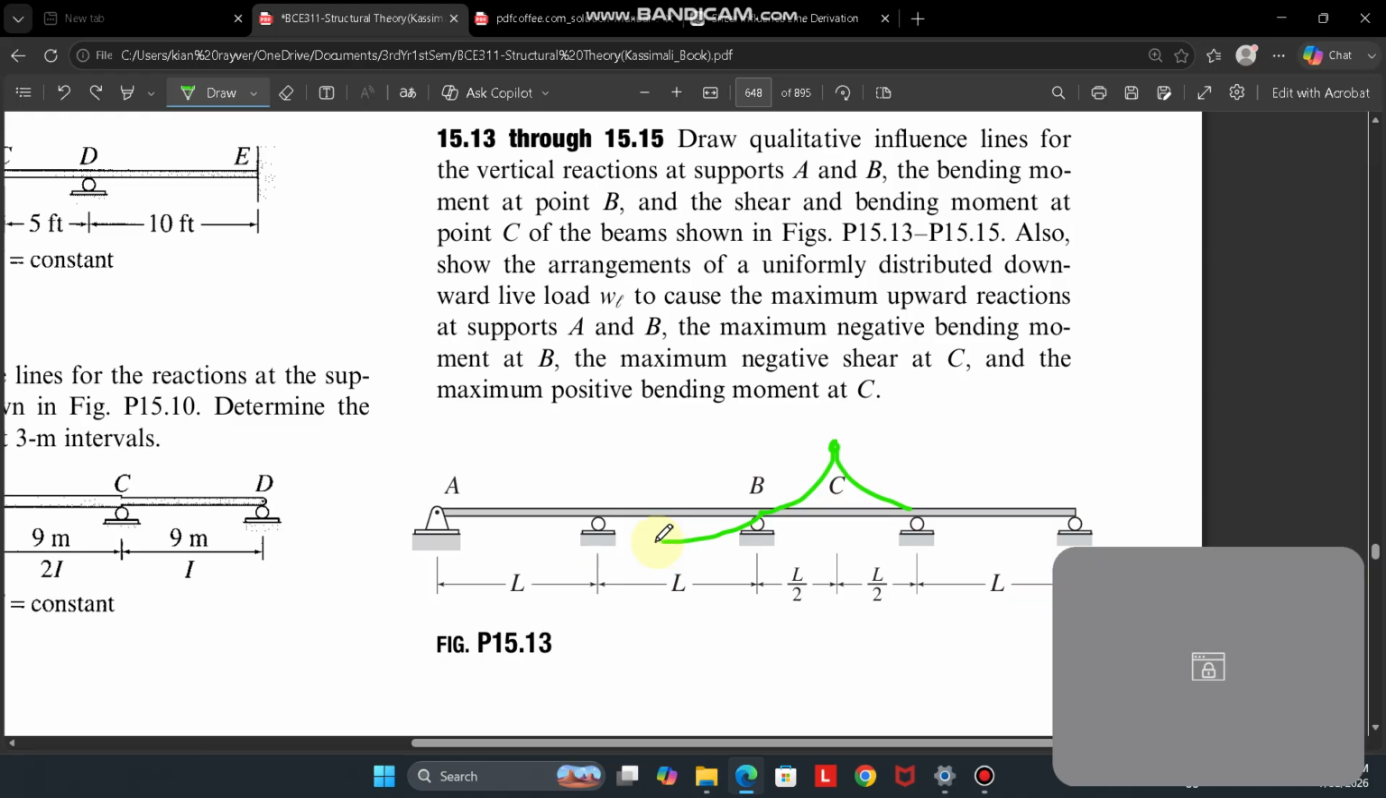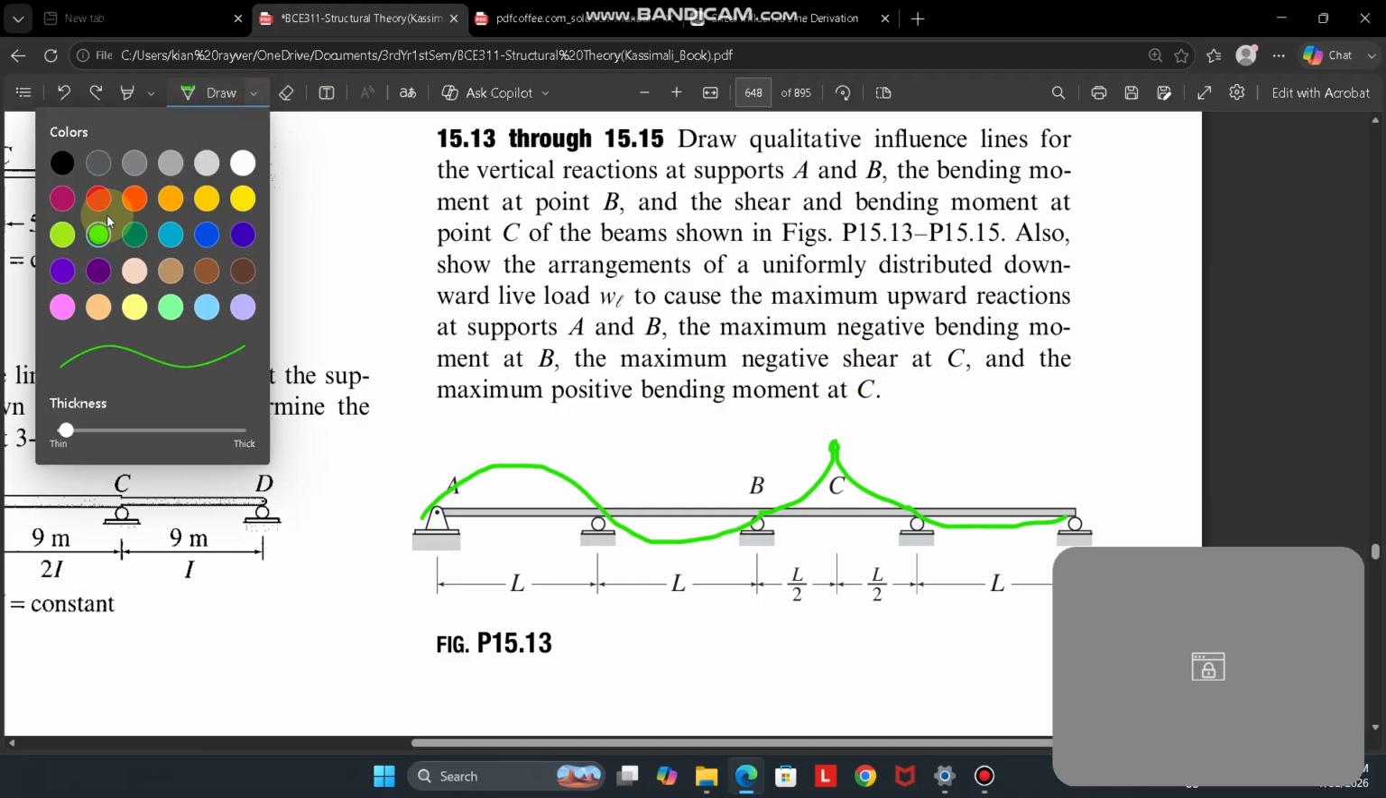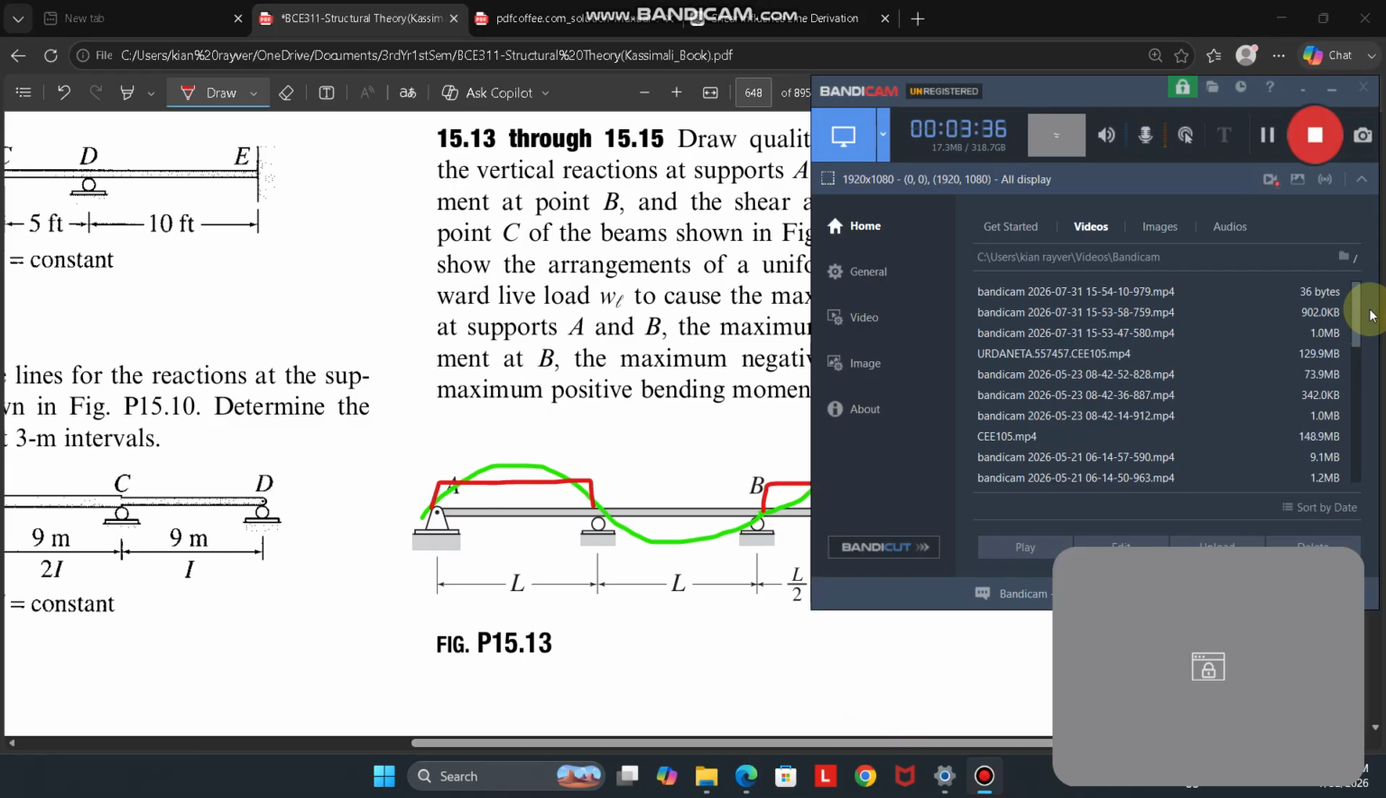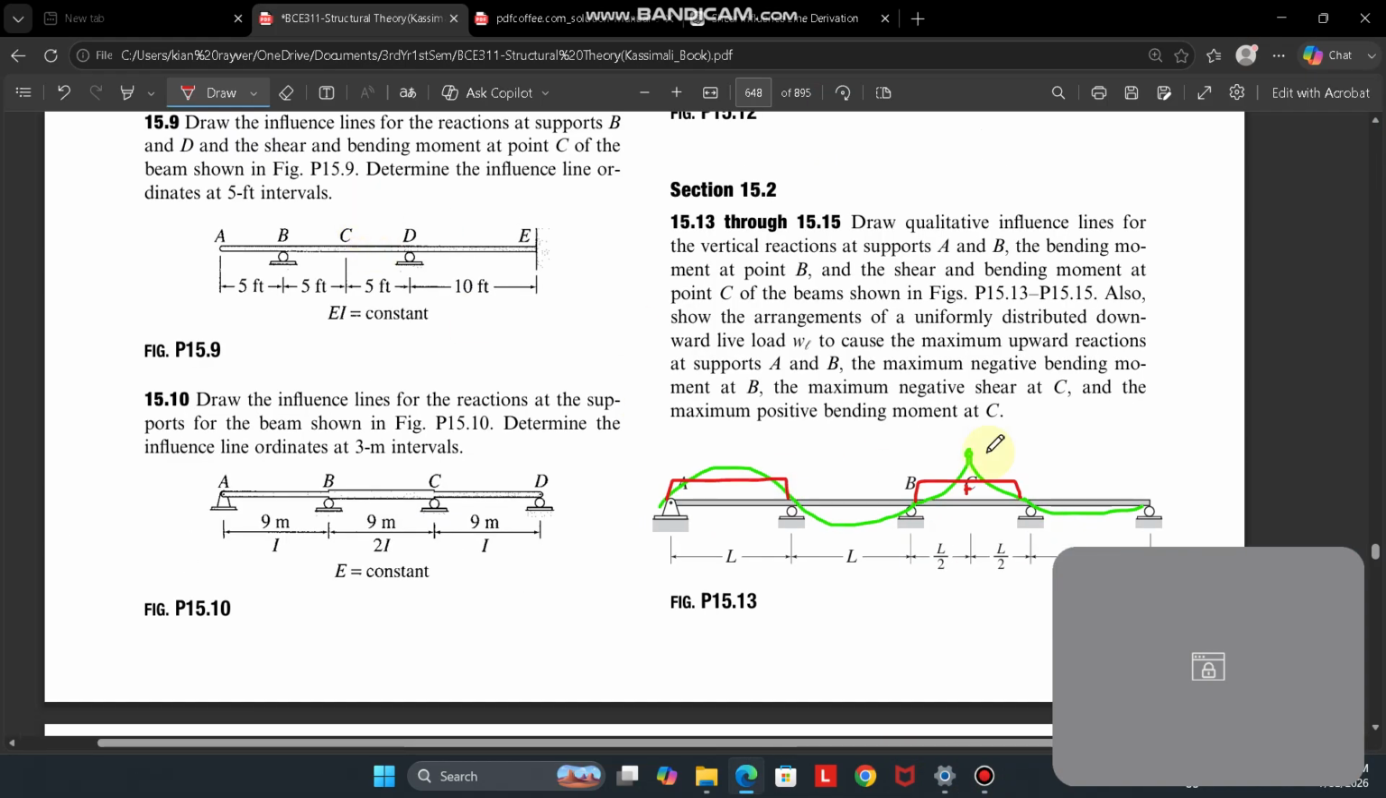Now I just have to extend and extend and extend, respecting my zeros at this point. This one reaches 0 here, it reaches 0 here, things like that. Now I want the maximum bending moment. This point is positive, so I'll put our live load here. This point is positive, I'll also put our live load here. So that's it for that one. It's exactly as simple as that.